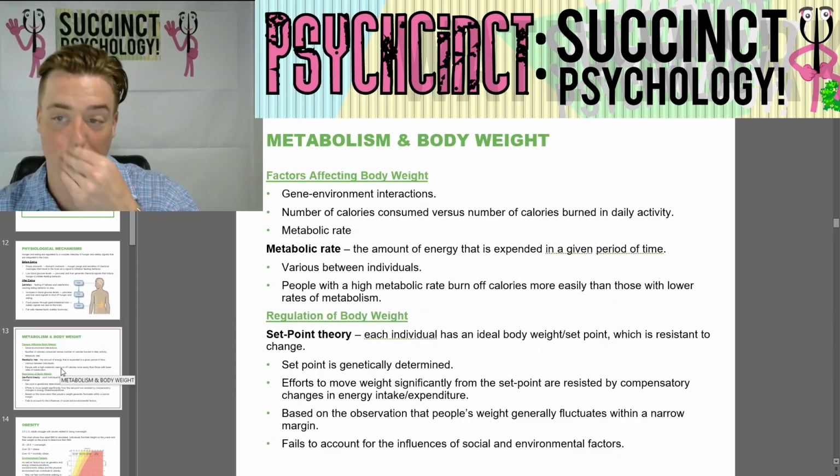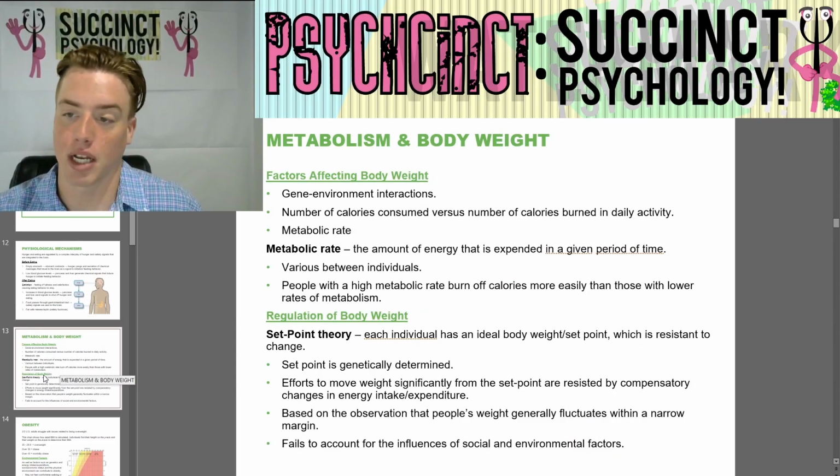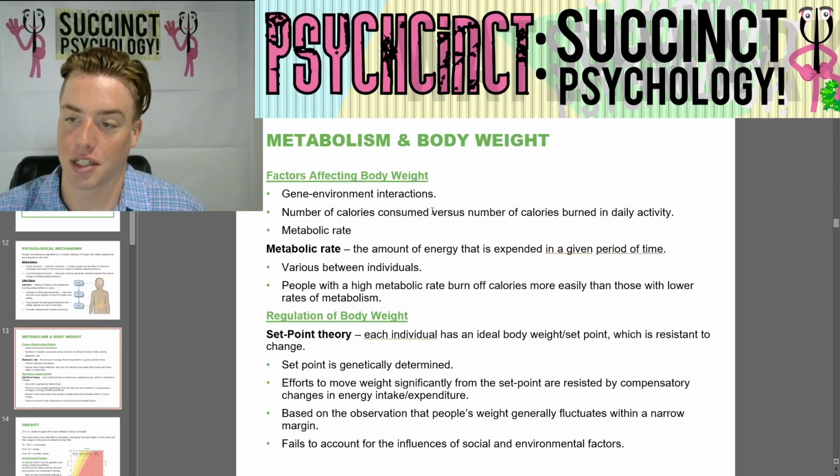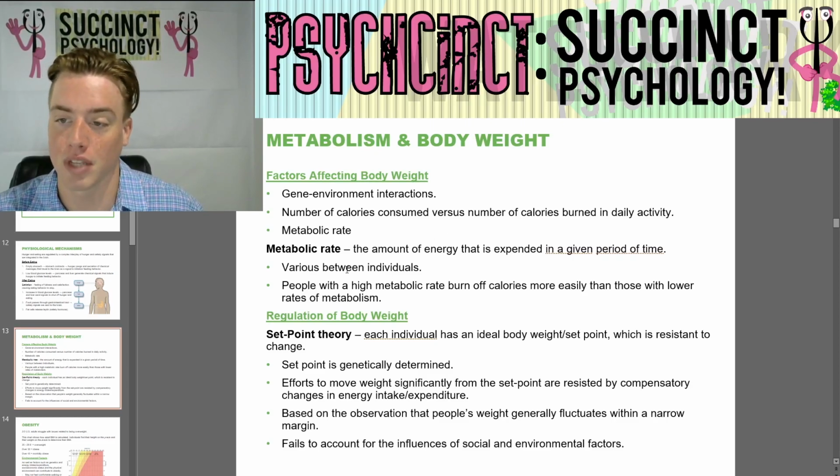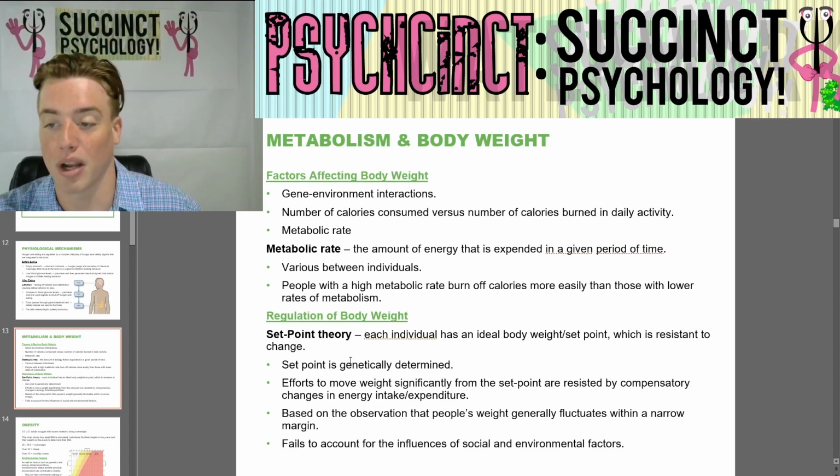Now, metabolism and body weight. Factors affecting body weight: gene-environment interactions, the number of calories consumed versus number of calories burned in daily activity, and the metabolic rate. Now, metabolic rate is the amount of energy that is expended in a given period of time. It varies between individuals, and people with a high metabolic rate burn off calories more easily than those with lower rates of metabolism. So, regulation of body weight.